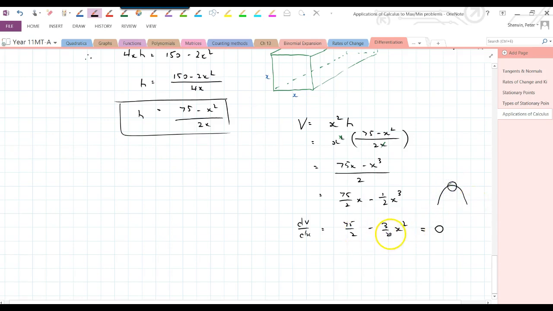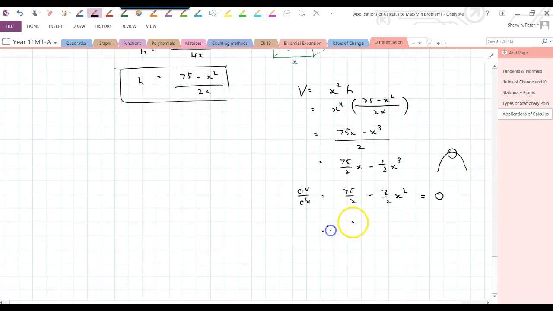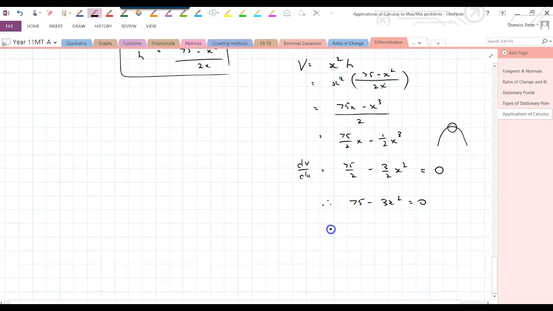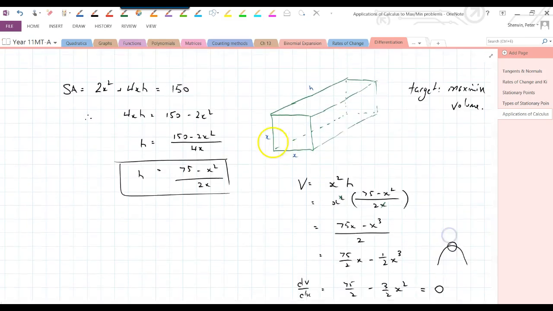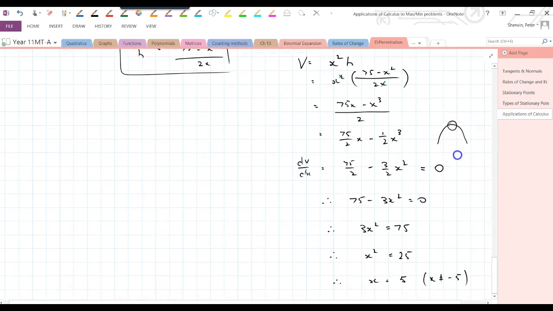When I solve this equation, I'm finding the x value at this point. So let's go and solve. Multiply through by 2, you get 75 minus 3x squared equals 0. Let's get 3x squared on one side equals 75. Now let's divide by 3. Now let's take the square root. The square root is plus or minus 5, but I'm just going to make a note here that x can't equal minus 5 because x represents a length. So x is 5.